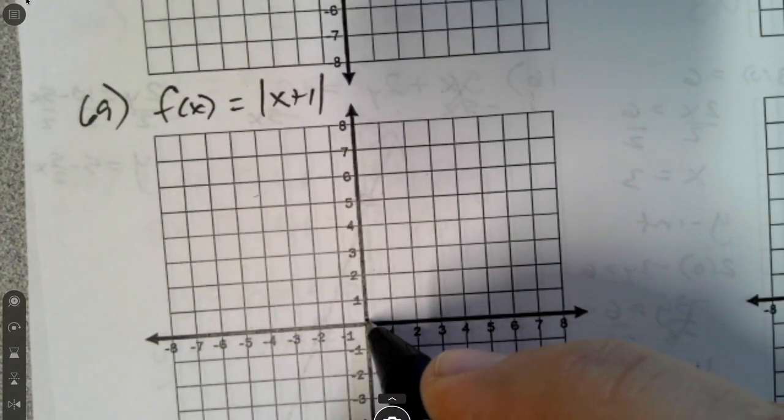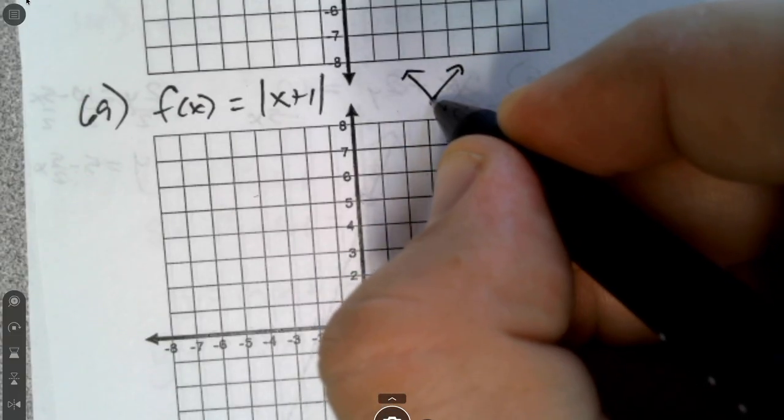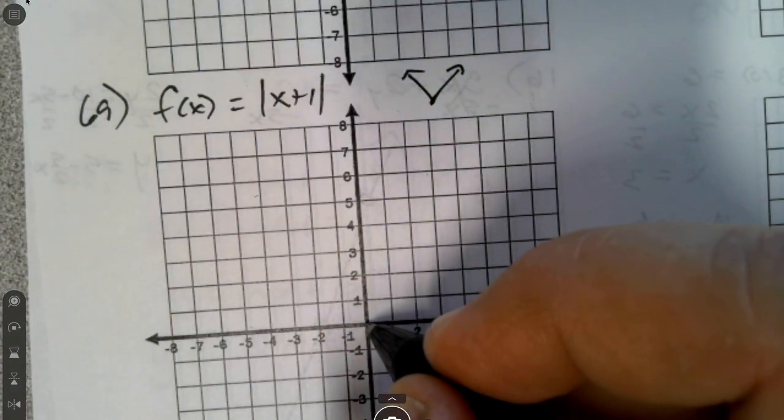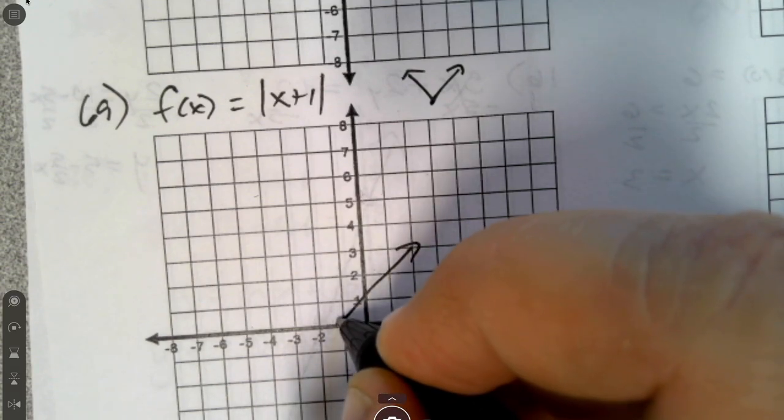So instead of the vertex, this is the shape of absolute value. This is the vertex, the corner. Instead of being at the origin, it's gotten shifted to the left 1 unit.